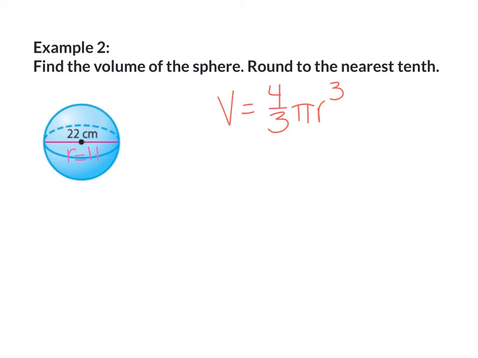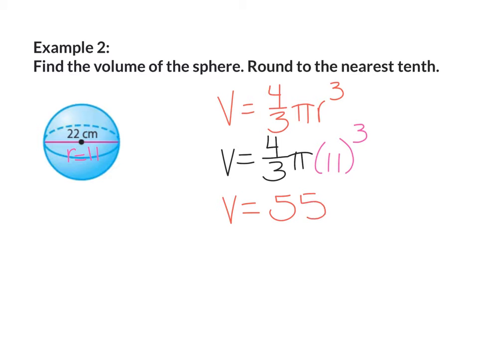Now I'm going to plug in what I know. So I have V equals, I'm going to bring down 4 over 3 and pi. And I know that the radius is 11. So I'm going to multiply by 11, and that's going to be raised to the power of 3. Now 11 to the power of 3 times 4 divided by 3 times pi will give me a volume of 5,575.3 centimeters cubed.